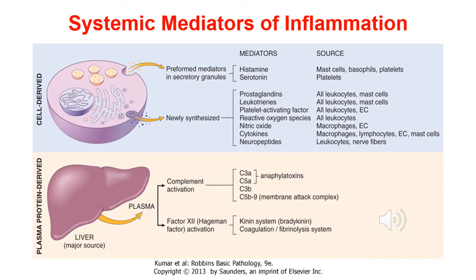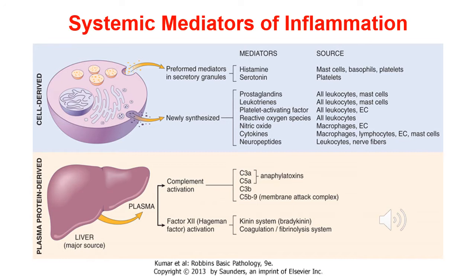Systemic mediators or chemical mediators of inflammation. As you see in the blue area there, you can see the cell-derived chemical mediators, and as we just mentioned, there are two subcategories there. One of them is the preformed mediators in secretory granules, which means that they are already synthesized and already present within the granules of the leukocytes. And the main categories of these include the histamine and the serotonin.